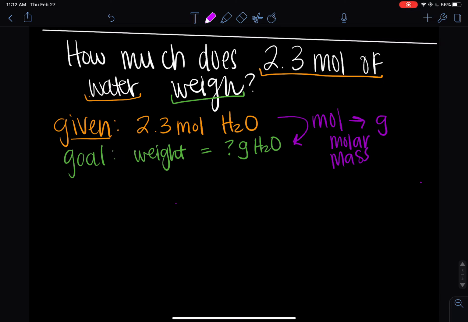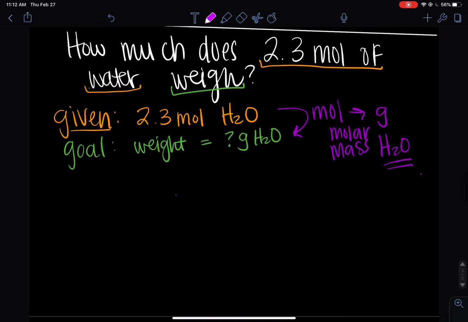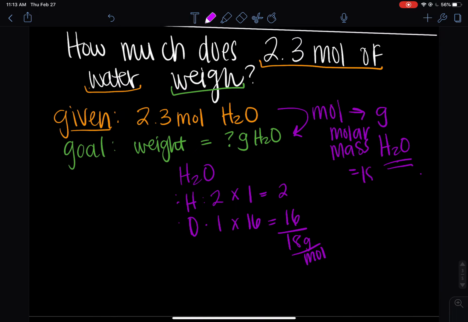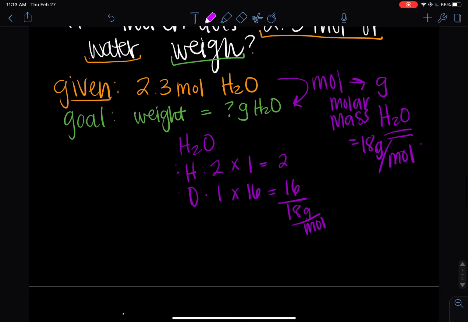So we don't know the molar mass of water because water is a compound. So we have to break it apart and figure it out. So H2O, I take my two pieces and I break it apart. I have 2 hydrogens and 1 oxygen. The mass of hydrogen is 1 and the mass of oxygen is 16. So that's 2 plus 16. So the overall molar mass of water is 18 grams per mole. Okay? So once we know that, we can start our problem.